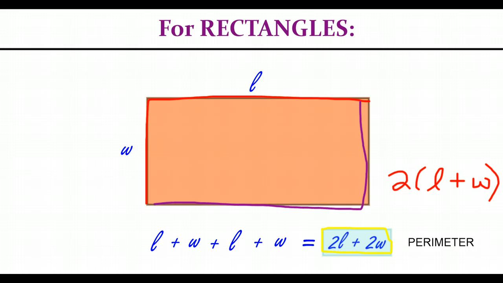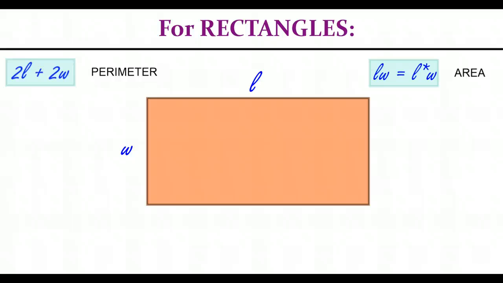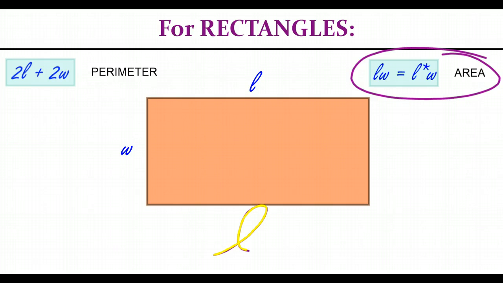So now for an area, we want to find the amount of space enclosed by this shape or covered by this shape. And it turns out that the formula for the area, without going into the breakdown of squares that are covered by the rectangle, is just the length and the width multiplied together. So length times width. Now these are the formulas for a rectangle: 2 times the length plus 2 times the width, and length times width.